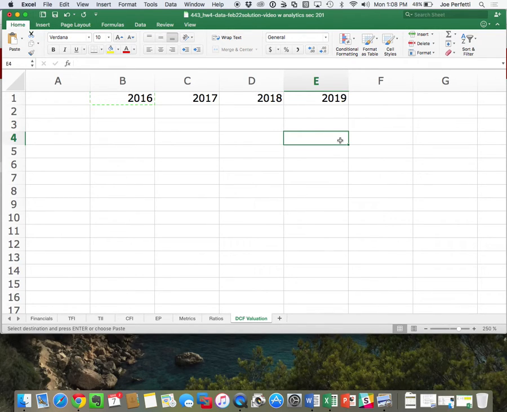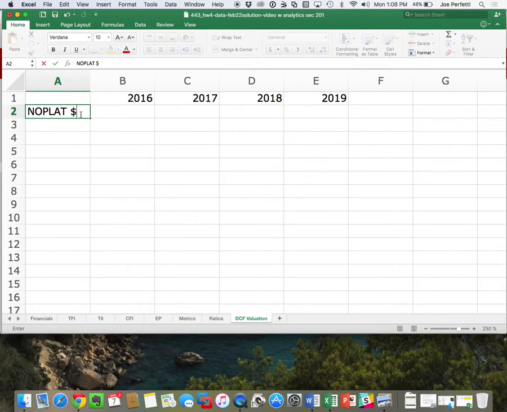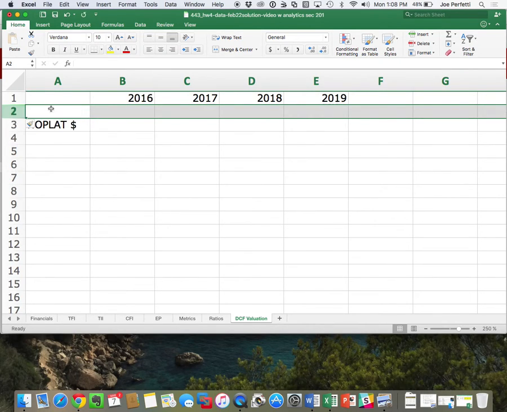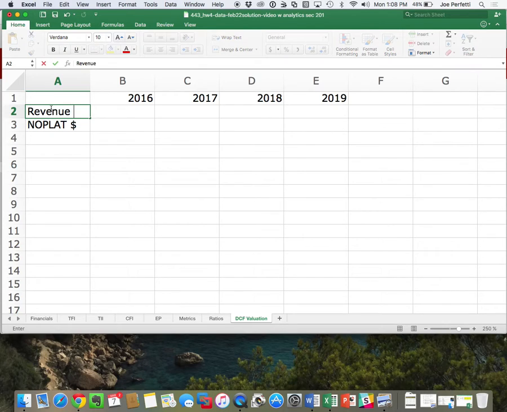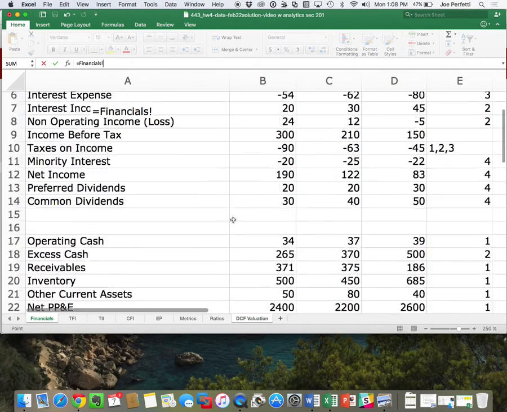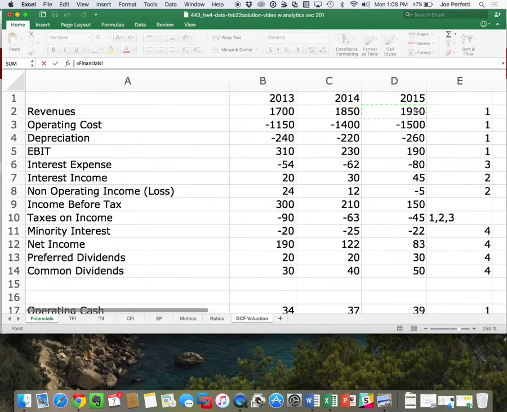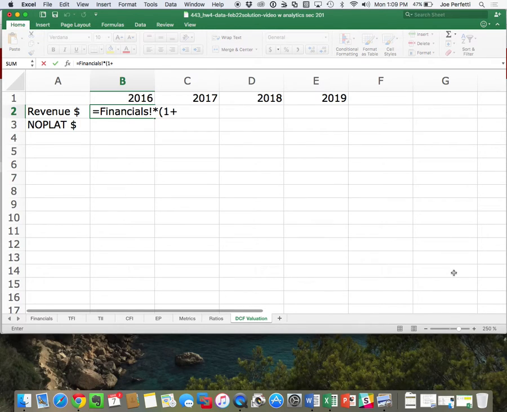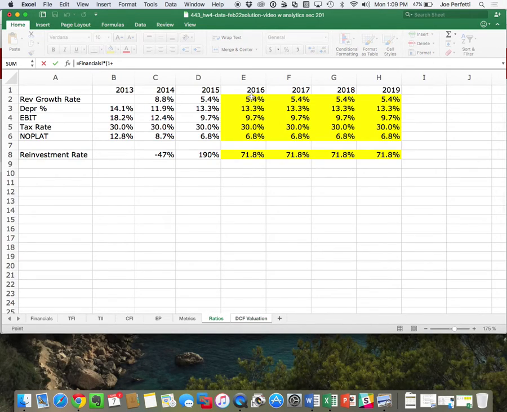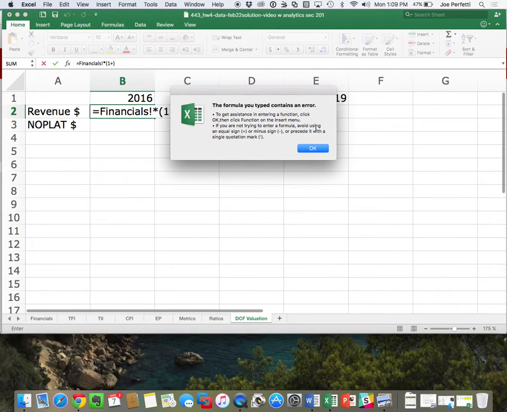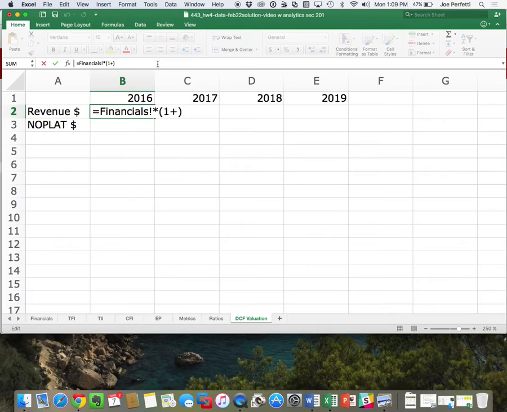So what do I need? I need my gross cash flow. How do I get my gross cash flow? Well, I need my NOPLAT dollars. How do I get my NOPLAT dollars? Sorry, skipped a cell. I need my revenue in dollars. So how do I get my revenue in dollars? Equals the 2015 revenue times 1 plus the predicted revenue growth rate for 2016.